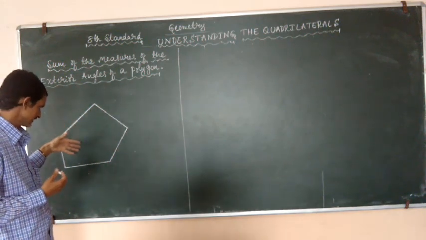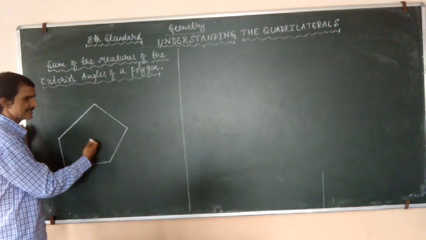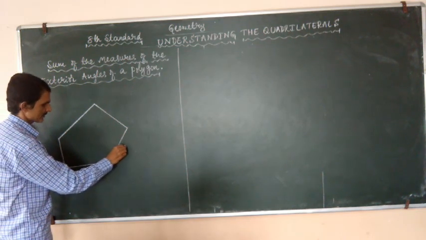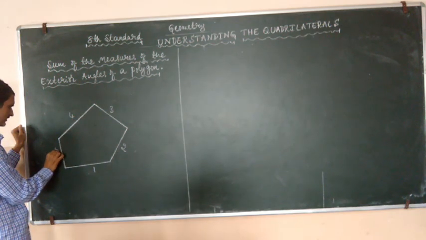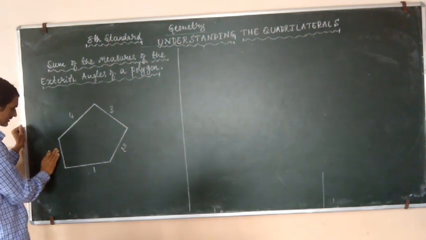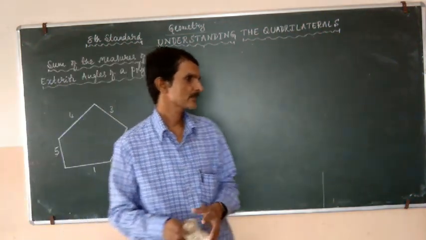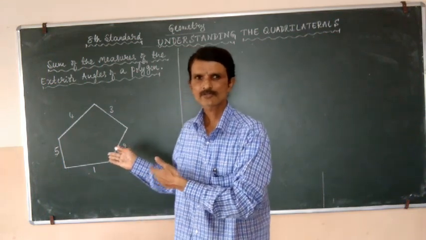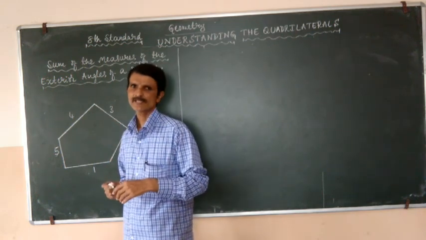So here is a diagram or a figure. We will see how many sides it has. So it has 1, 2, 3, 4 and 5. Well, students, come on, tell me, what do you call that given polygon? It has 5 sides. So therefore, yes, it is a pentagon.